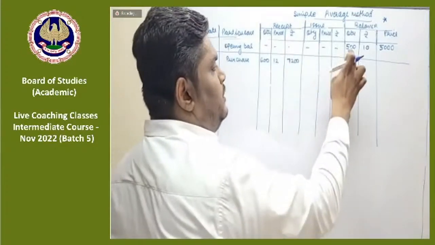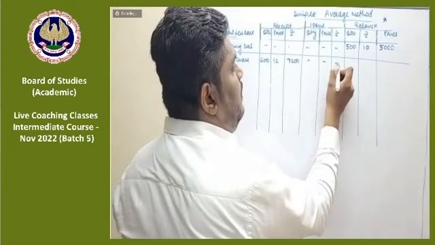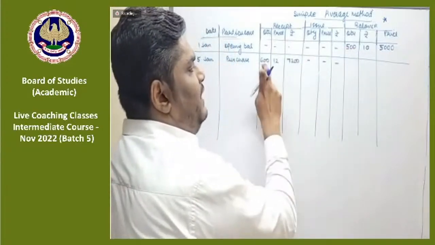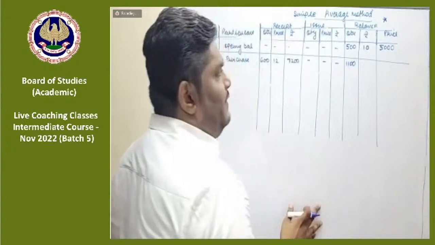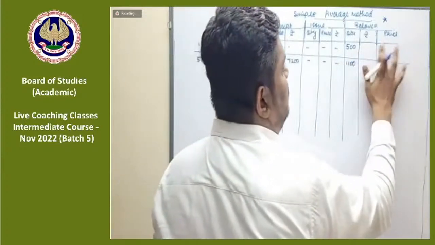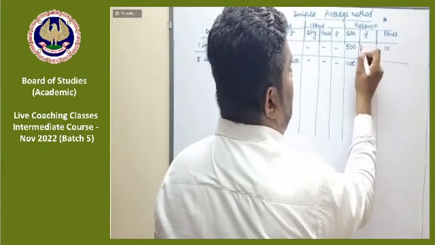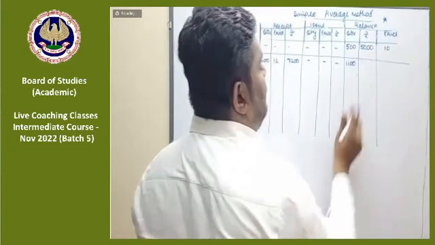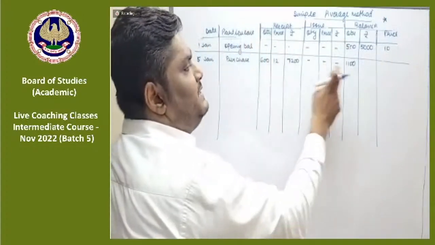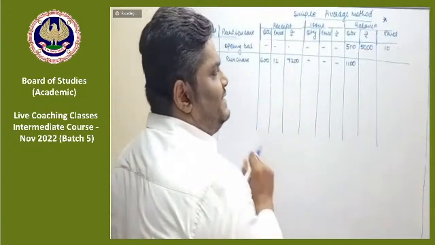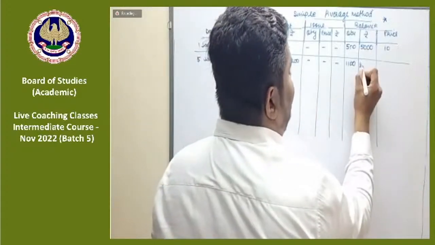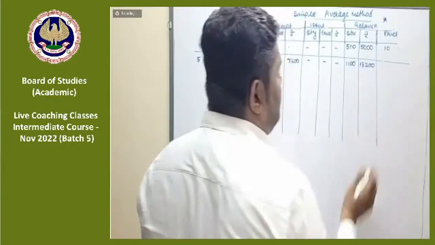So when talking about the quantity part, again very simple, 500 plus 600, that is 1100. The amount also, 5,000 plus 7,200, that is 13,200.